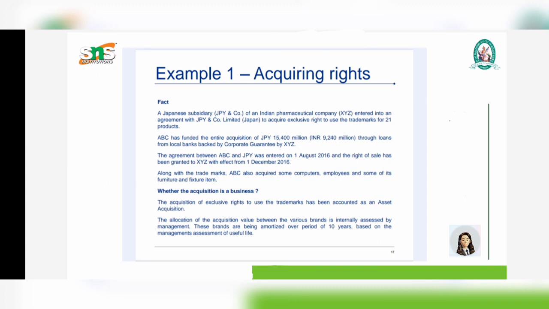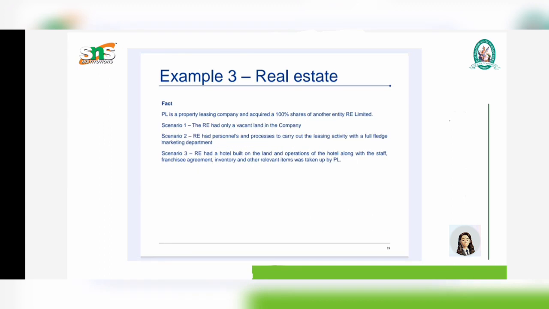Then we can see the example of real estate. PL is a property leasing company and acquired 100% of shares of another entity, RE Limited. Scenario 1, Type 1: RE had only vacant land in the company. RE has proposed to carry out leasing activity with a full-fledged marketing department. RE has a hotel built on the land; the operations of the hotel, along with the staff, franchise agreement, inventory and other relevant items, were taken over by PL.